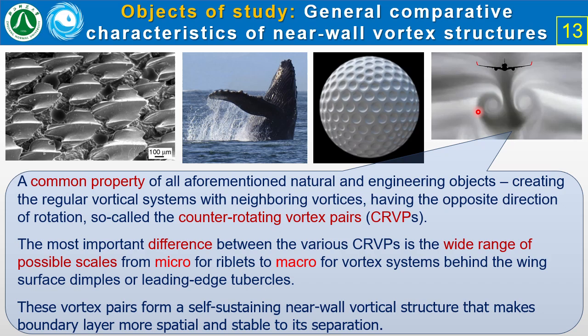The most important difference between the various CRVPs is the wide range of possible scales, from micro for riblets to macro for vortex systems behind the wing surface, dimples, or leading edge tubercles. These vortex pairs form a self-sustaining near-wall vortex structure that makes the boundary layer more spatial and stable to its separation.